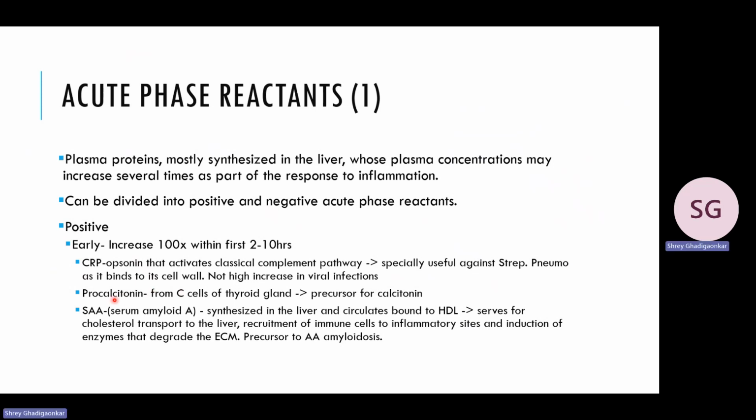The next one is procalcitonin. This is formed from the C cells of the thyroid gland and is a precursor for calcitonin, and as a result, it helps in regulating calcium levels. The next one is serum amyloid A. This is synthesized in the liver as well and circulates bound to HDL. It has a lot of functions. One of the important things to know is that it's actually the precursor to AA amyloidosis.